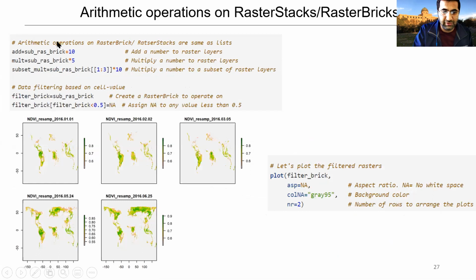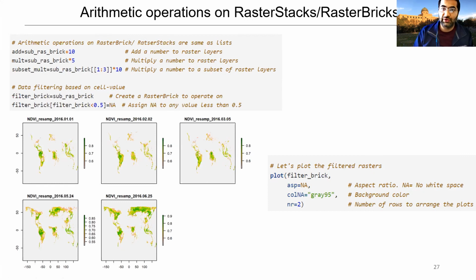And doing simple arithmetic operations, again, as I said, on RasterBricks or stacks is very easy. If you want to add 10, just as an example, on a RasterBrick, all you have to do is RasterBrick plus 10. If you want to multiply each layer with 5, RasterBrick multiplied by 5. If you want to have a data, subset it, multiply that with a specific number, you can do that as easily as I've shown over here. So arithmetic operations on raster stack and brick are very, very similar to what you would do with lists. So that is something that will really help keeping in mind.